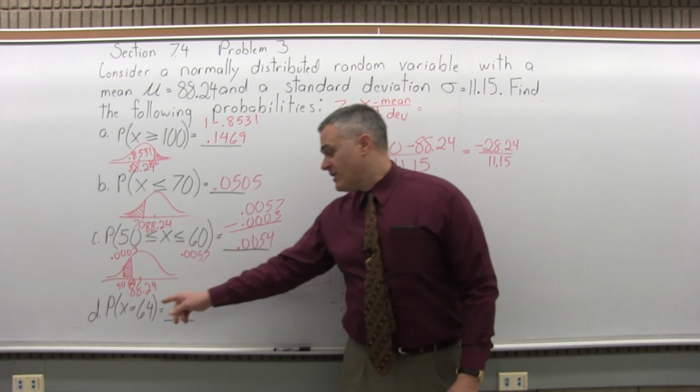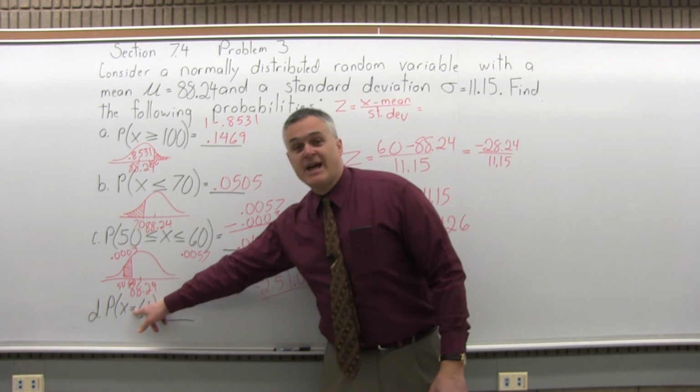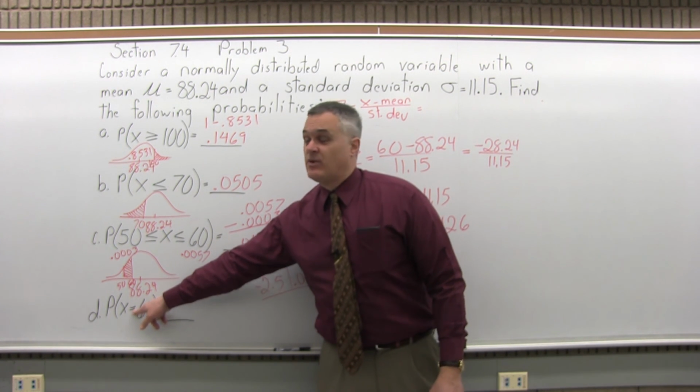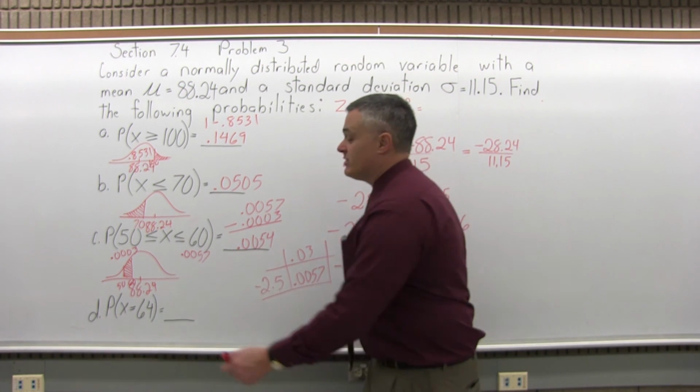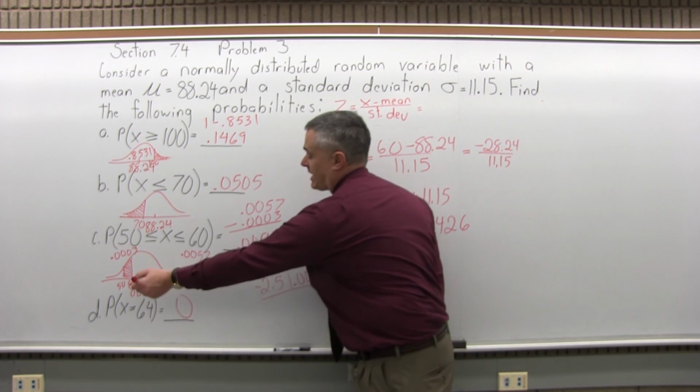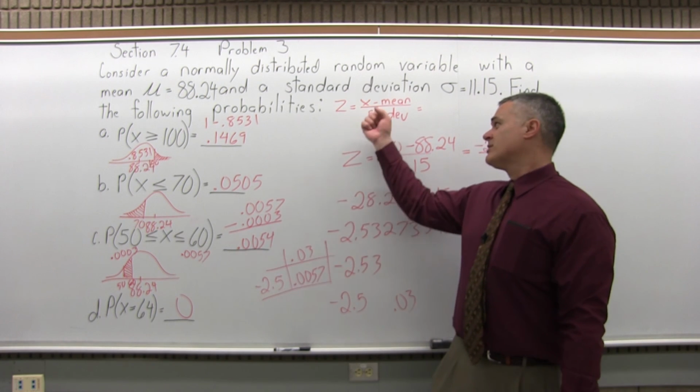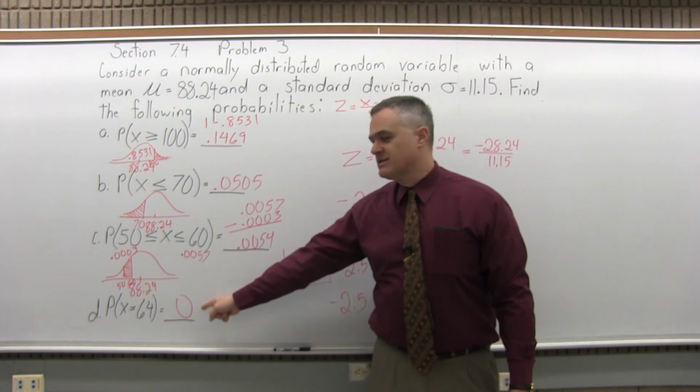And finally, part D. D is actually the very easiest. Find the probability that x is exactly equal to 64. These types of problems, if it's an equal to, like part D, I don't have to really use the chart or the z-score formula or anything. I know the answer is 0 right away.